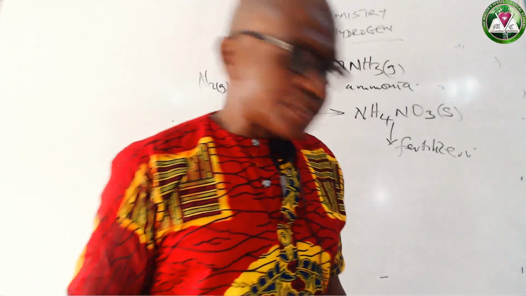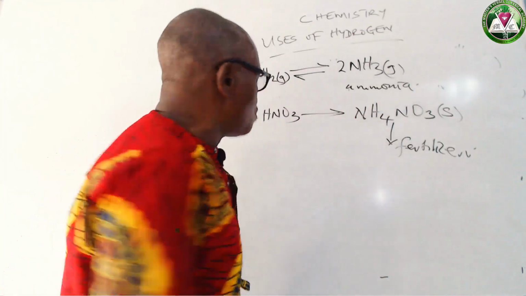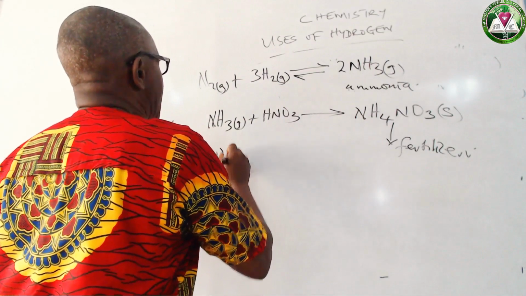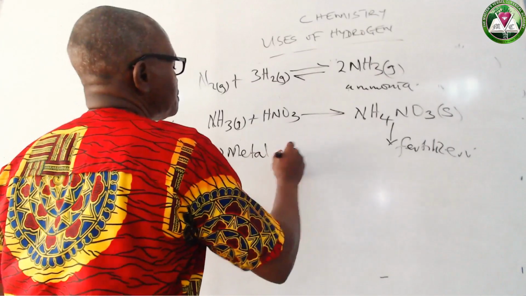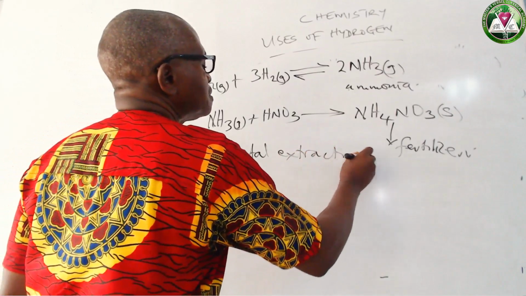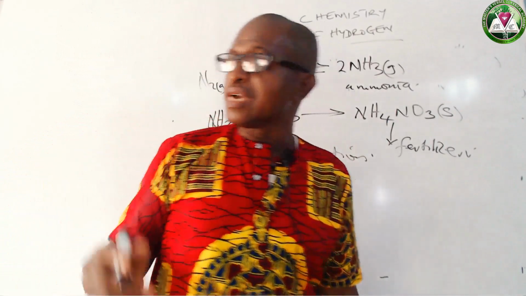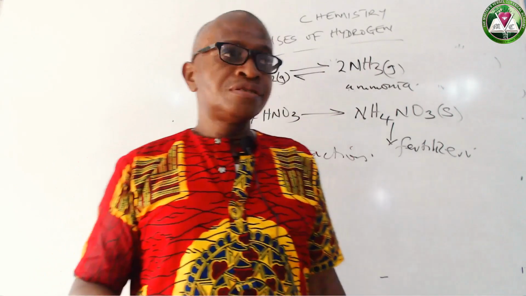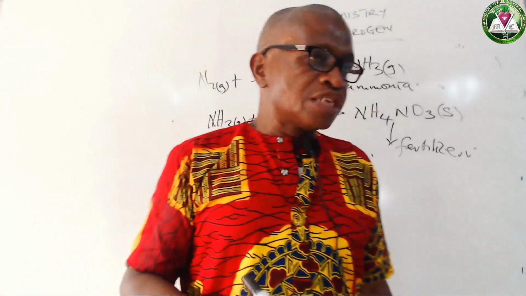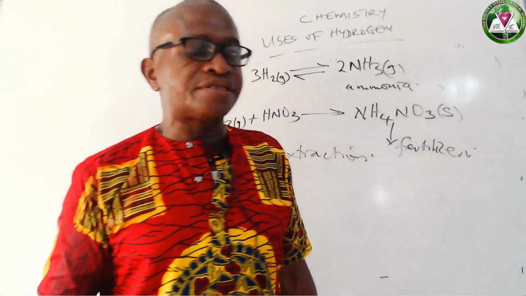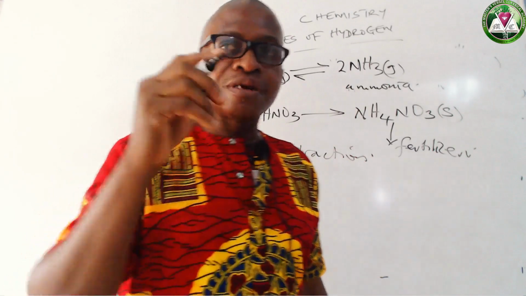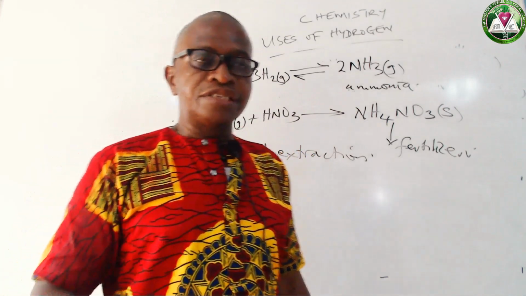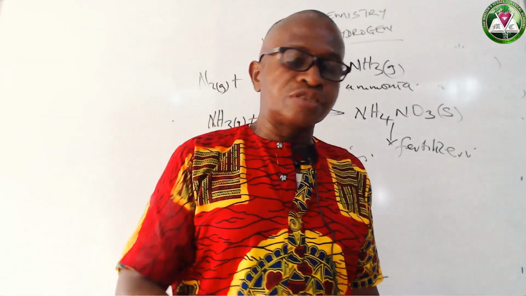Then the next one is, I said you can use hydrogen for metal extraction. In extraction of your metal, you discover that most of the mineral ores that contain metal are usually oxides. Therefore, you use hydrogen as a reducing agent. A reducing agent is a substance that will cause reduction.